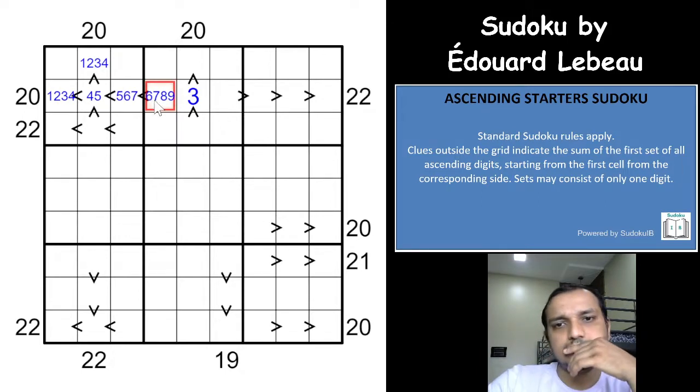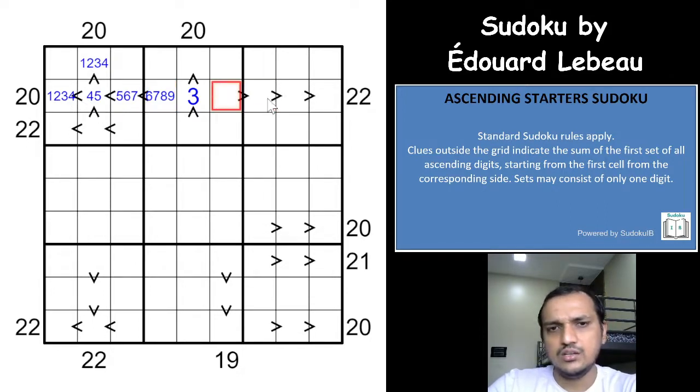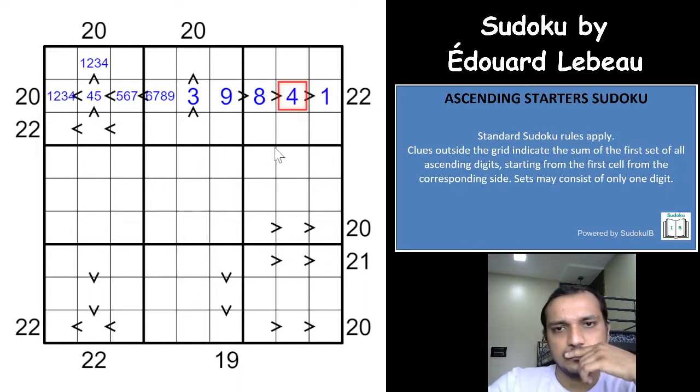And if this is 8, this is 9. If this is 8, this is 9. What happens here is both of these cells would have to be 1 and 4. Two, 5, 6, 7 possible.